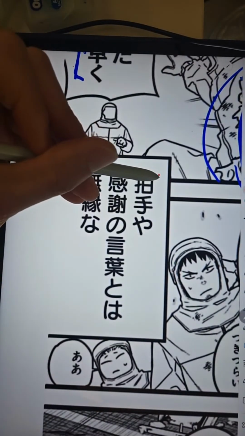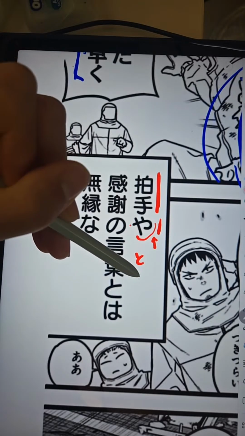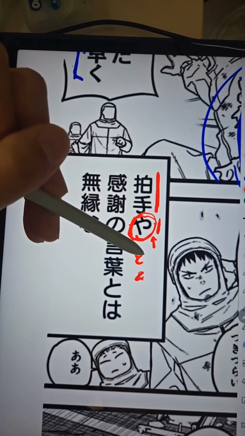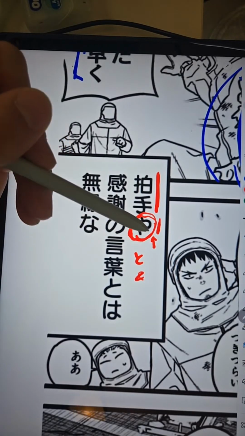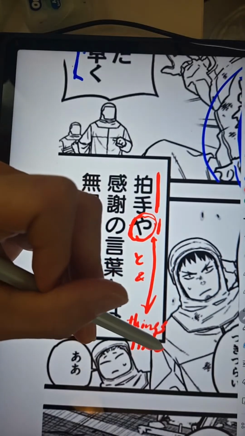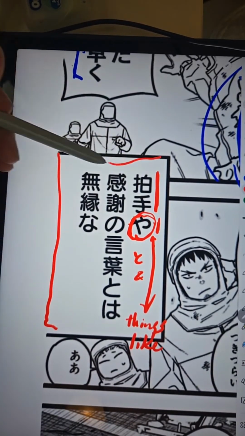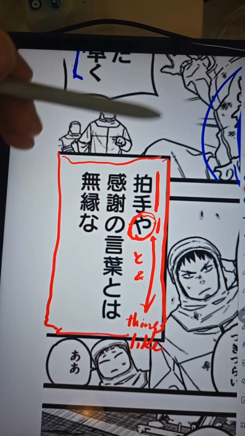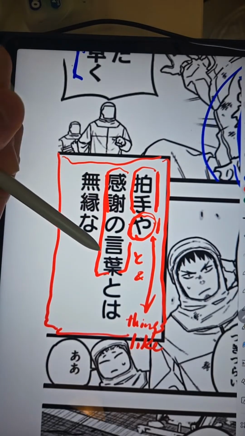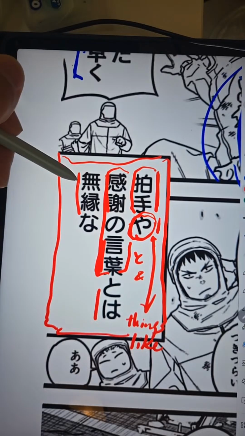拍手, clap or applaud. Ya is a particle that's similar to to and, but ya specifically gives the connotation that you are listing stuff as examples. So it's good to translate ya as things like, again, just listing things as examples. So with that, what is this, not announcement, but like this narration, right? 拍手や感謝の言葉. 感謝 is appreciation, 言葉 words. Words of appreciation.